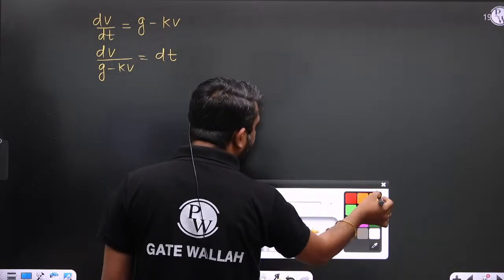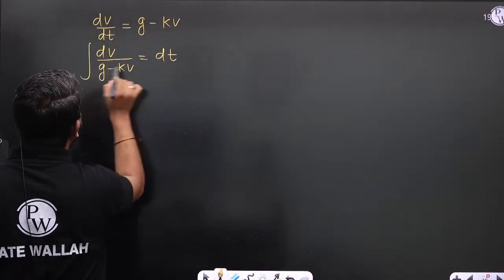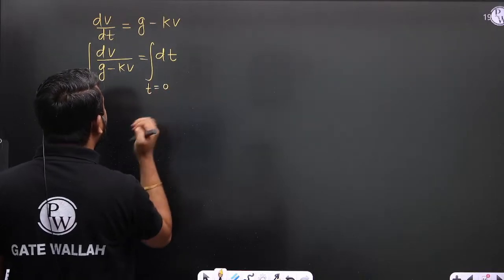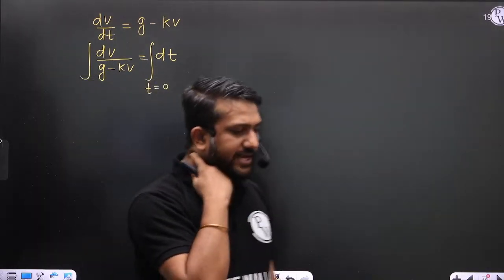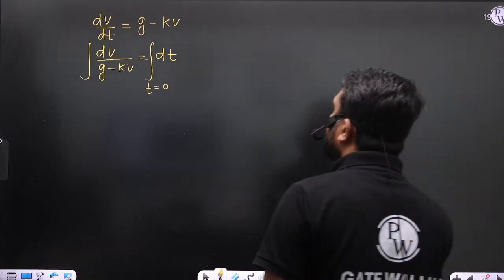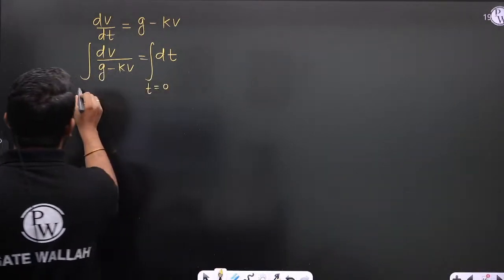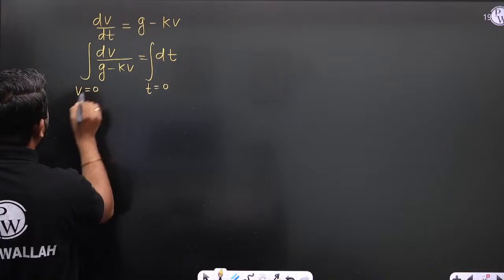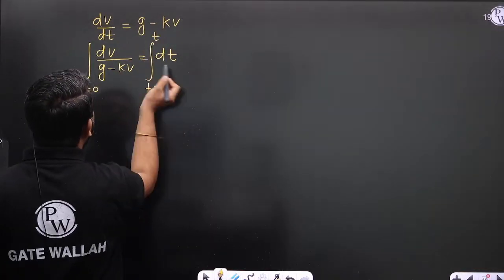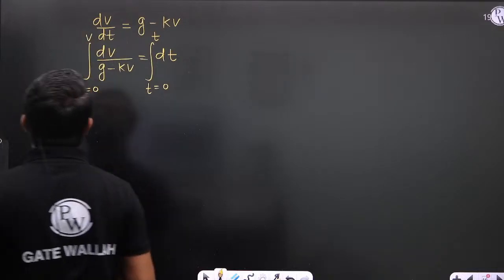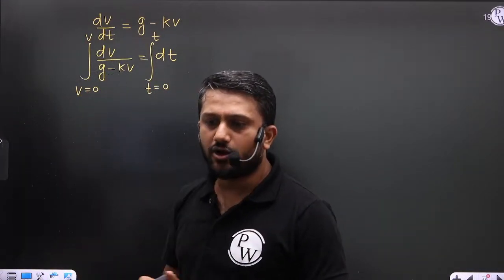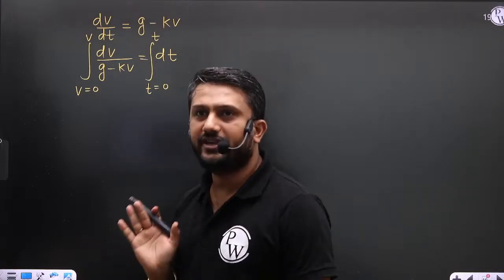So if you perform integration, apply the limits. At time t equal to 0, what is the velocity of the block? That is 0. At any time t, the velocity of the block is v.